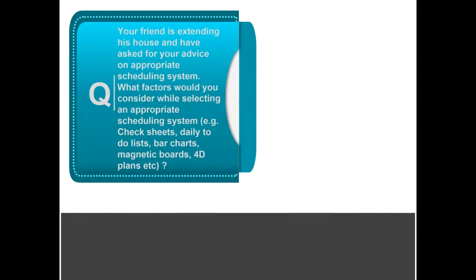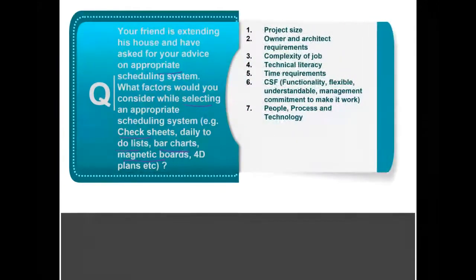Okay, so the other reflective question is that your friend is extending a house and asks your advice on the use of an appropriate scheduling system. What factors would you consider while selecting an appropriate scheduling system? Would you recommend a check sheet or daily to-do list, a bar chart, magnetic boards, or 4D plans or 5D plans? So mind you, we have to take into account the needs of each individual project.